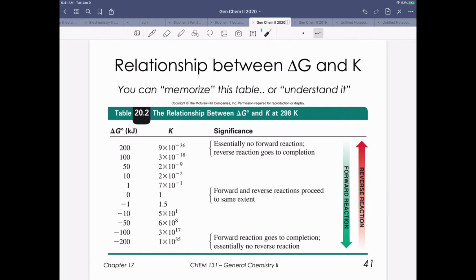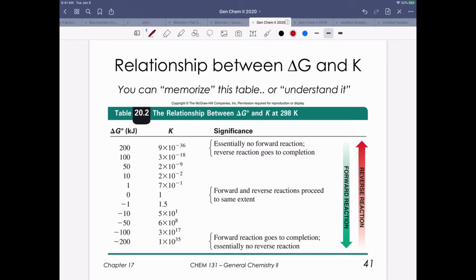Okay? So again, conceptually, here's one of these other tables. You can memorize this kind of a table or you can understand it. Again, this table highlights the differences between delta G and K. So let's look at this here. If we've got a delta G that's positive, essentially we're going to have a very small equilibrium constant. Remember what very small equilibrium constants mean? They mean we live on the reactant side. So essentially that means there's no reaction going in the forward direction. However, if we were sitting at complete products, the reverse reaction would basically go to completion.